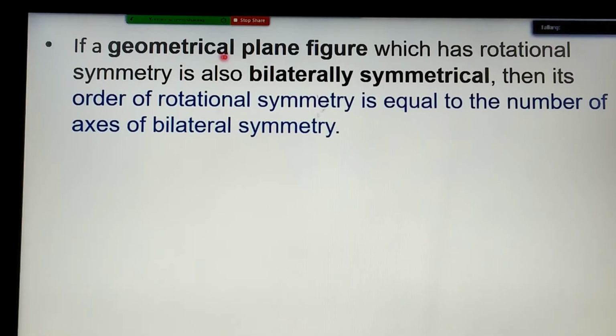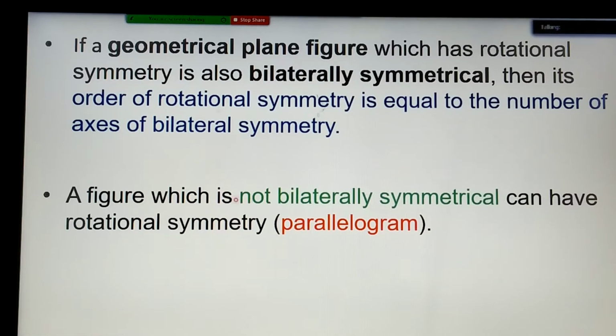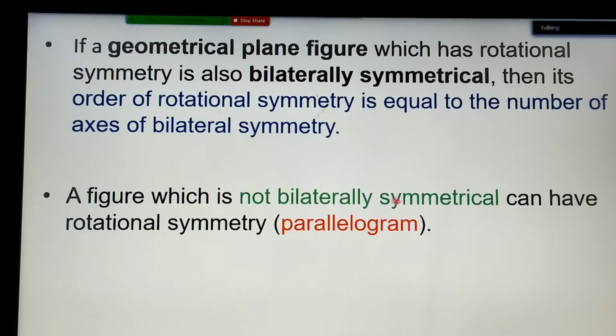If a geometrical plane figure which has rotational symmetry is also bilaterally symmetrical, then its order of rotational symmetry is equal to the number of axes of bilateral symmetry. A figure which is not bilaterally symmetrical can have rotational symmetry. A parallelogram is a good example for that one.